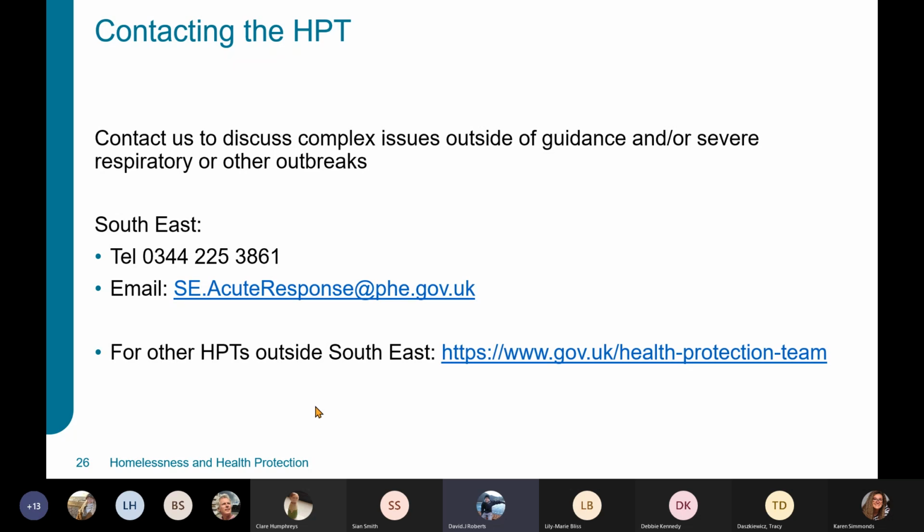If it's not within the South East, just click on that link. You put in the postcode of the setting that you want to get advice for, and it'll tell you which team to contact and the contact details.